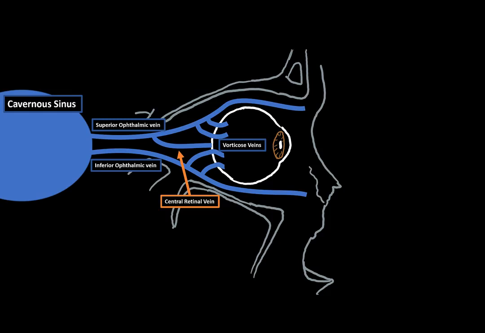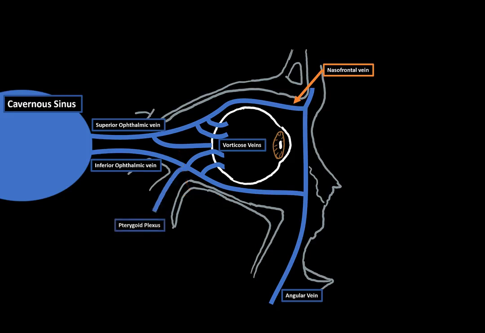Now essentially both the superior and the inferior ophthalmic vein drain from the angular vein, which comes from the facial vein. The superior drains from it as the nasofrontal vein, but the inferior will divide into 2 branches. One branch will join the pterygoid plexus through the inferior orbital fissure, while the other branch will connect with the superior ophthalmic vein. So that's a brief look into the vascular supply of the eyeball. I really hope you found this video helpful. Until next time.